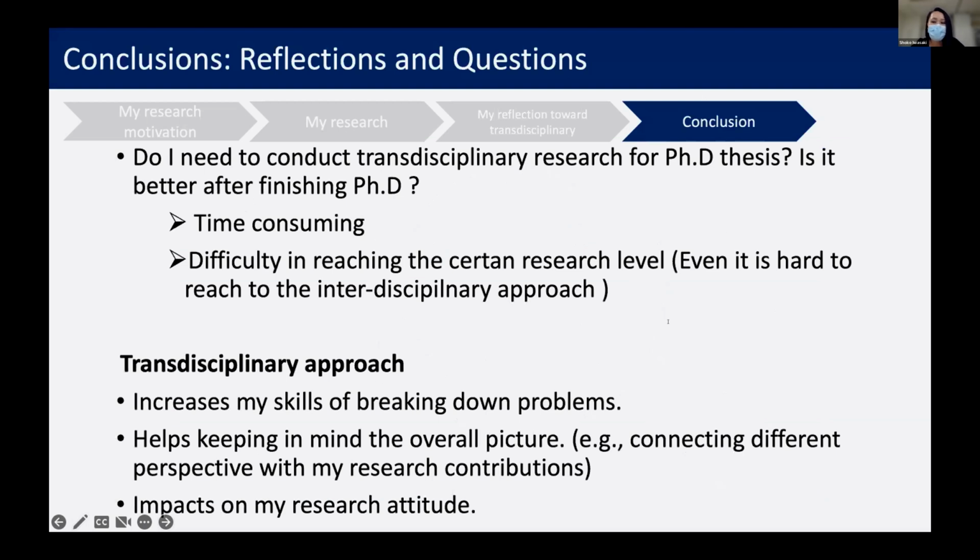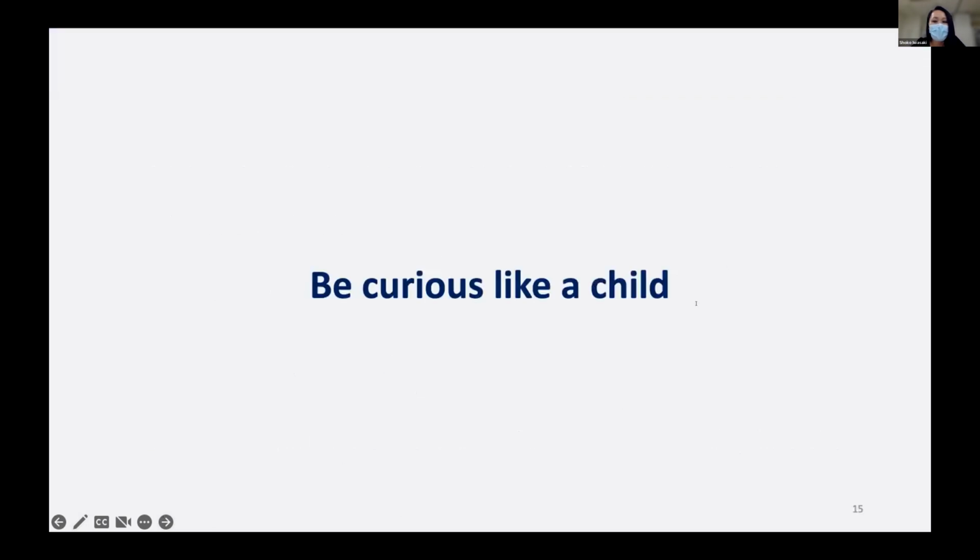Here are my reflections and questions. I am still not sure, do I need to conduct transdisciplinary research for my PhD dissertation? Is it better after finishing my PhD? Because of the time-consuming issue and the difficulty in reaching a certain research level. But throughout my research experience, I reflect that the transdisciplinary approach increased my skills of breaking down problems, helps keep the overall picture in mind, and impacts my research attitude. I wish to keep curiosity like a child throughout my lifetime.